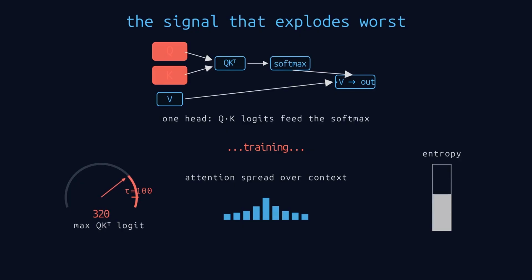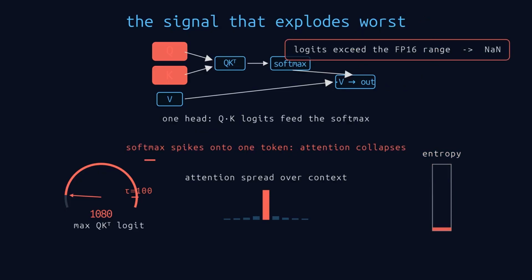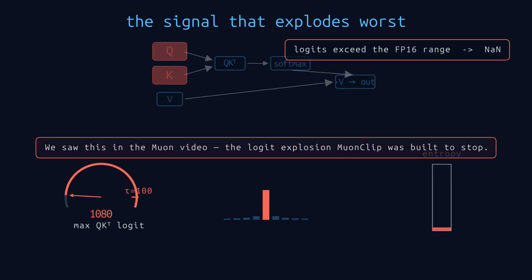It gets worse in low precision. Push those logits high enough and they blow past the range that a 16-bit float can even represent, and you get NaNs, and the run dies. If this looks familiar, it should. We saw this exact failure in the Muon video, the logit explosion that MuonClip was built to stop. The question now is whether there's a cleaner cure that attacks it from the other side.